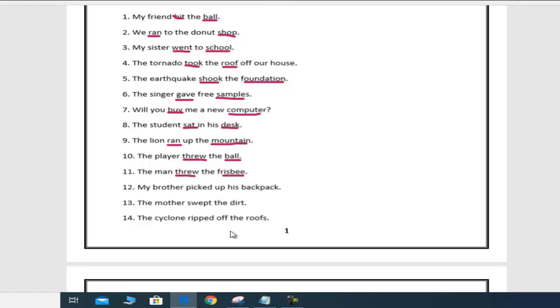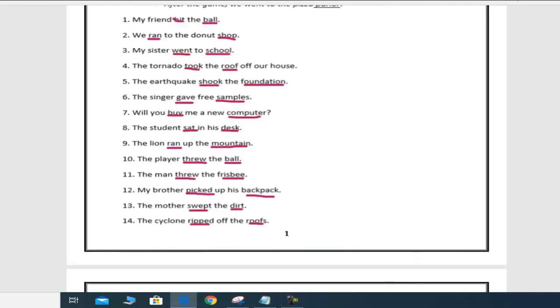My brother picked up his backpack. Picked up is the verb, or picked the verb. Backpack is the direct object. The mother swept the dirt. Swept is the verb. Dirt is the direct object. The cyclone ripped off the roof. Ripped is the verb. Roof is the direct object.